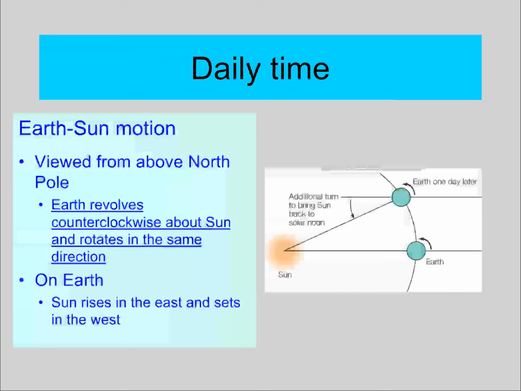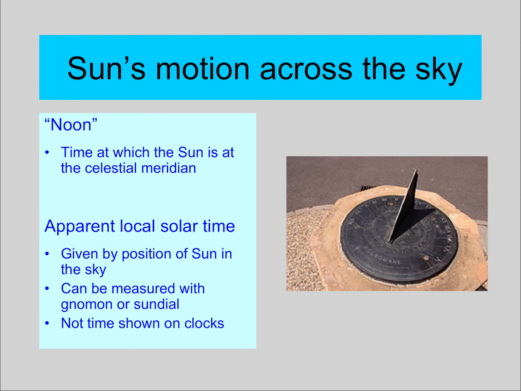How we tell our daily time has a lot to do with our Earth-Sun motion. Viewed from above the North Pole, the Earth revolves in a counterclockwise direction about the Sun and also rotates in the same direction. Remember, Venus is the only one that rotates and orbits in different directions. So on Earth, the Sun will always rise in the east and always set in the west. It will never be the opposite. On Venus, the Sun rises in the west and sets in the east. And that's how we mark our days.